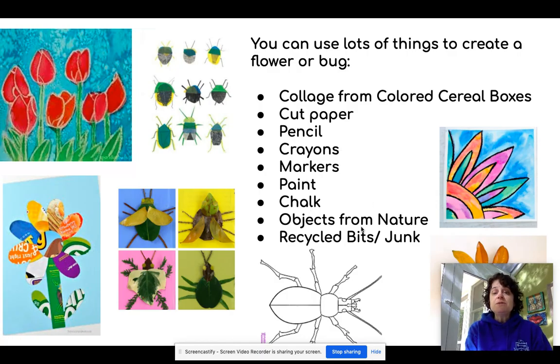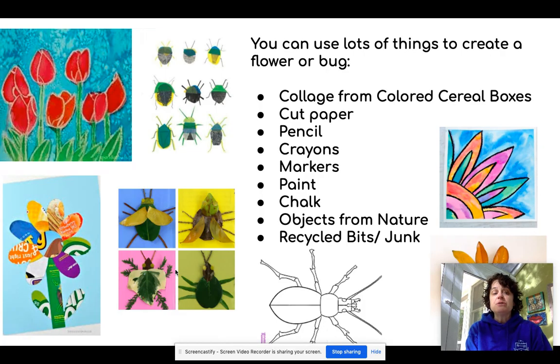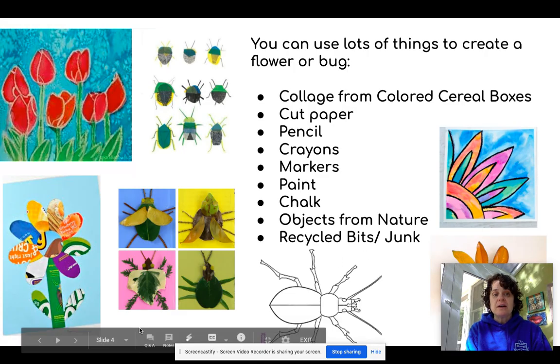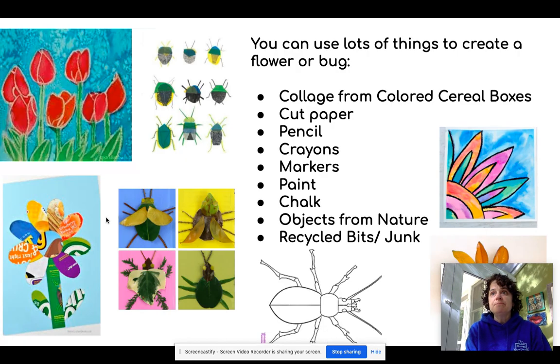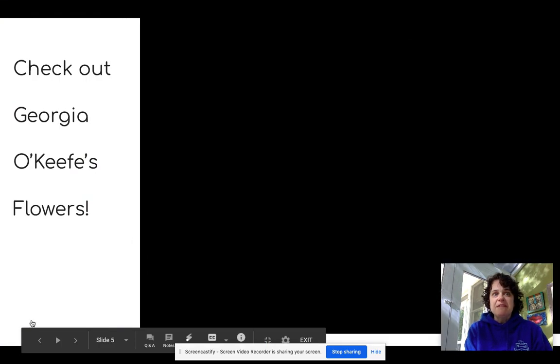You can also use objects from nature like we did before, but you could do flowers and bugs out of leaves and flowers. You can also use just recycled bits of junk. So like the cereal boxes, but it could be more 3D. You know, you could use things like containers and that sort of thing. Okay? I just want you to experience making a flower in its parts.